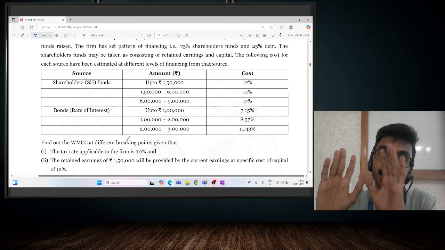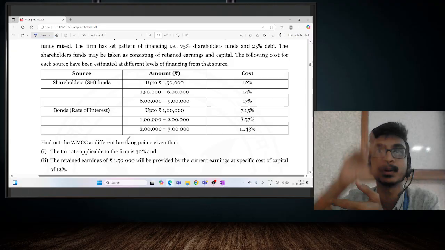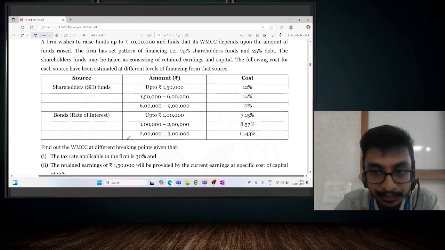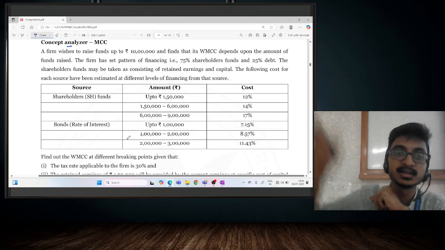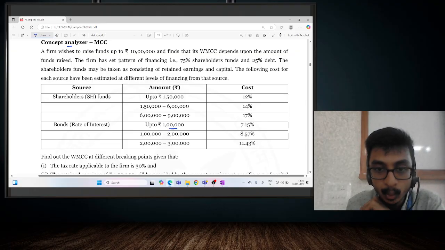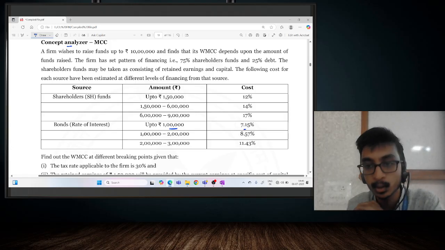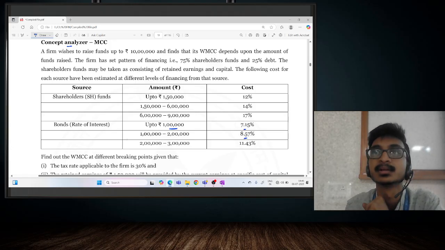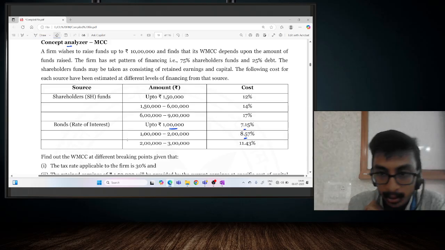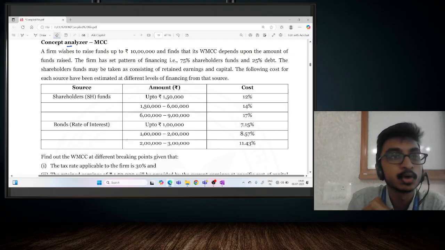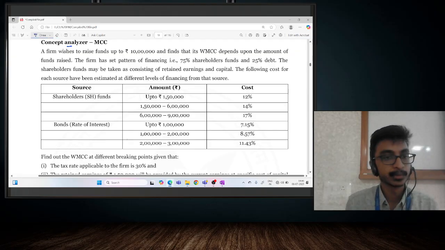No, the formula is same as weighted average cost of capital. Weights into cost, that's it. So to answer your question, listen, here you can see up to 1 lakh rupees, the company can borrow at 7.1%. If they are going beyond 1 lakh rupees, the cost is increasing, right? So look at the concept analyzer.